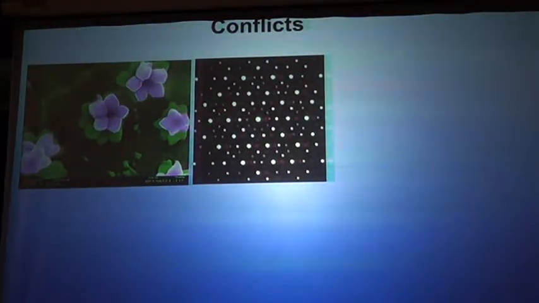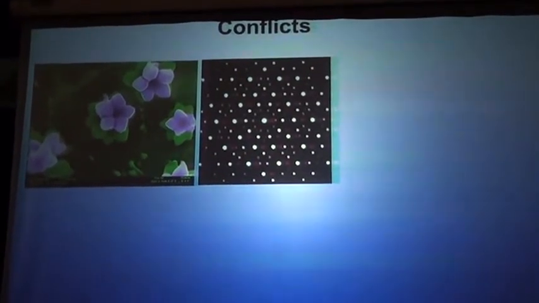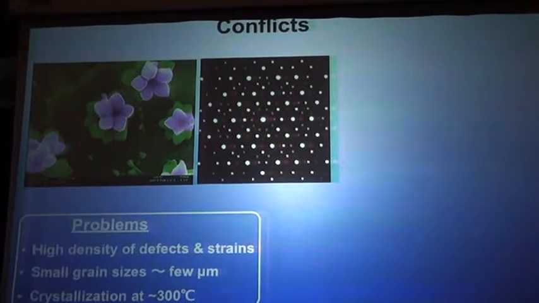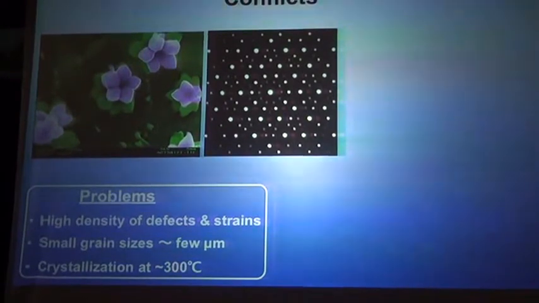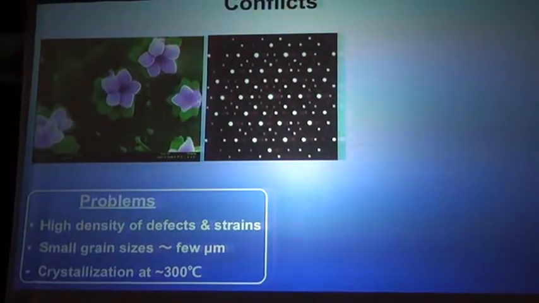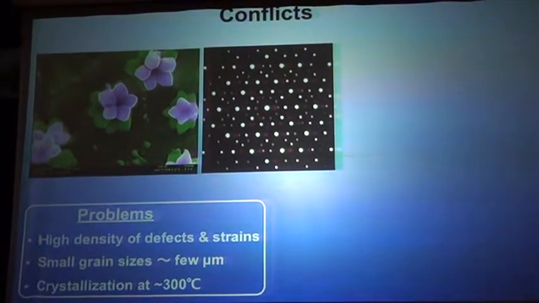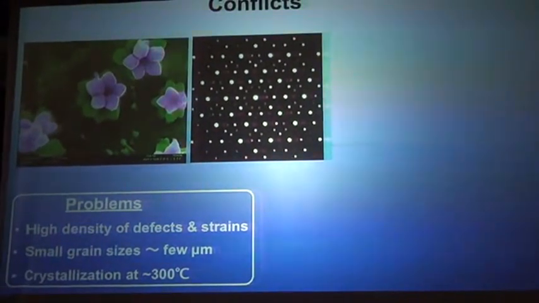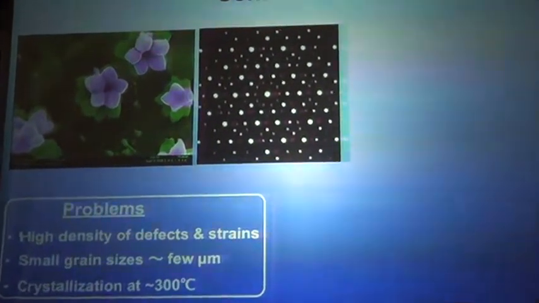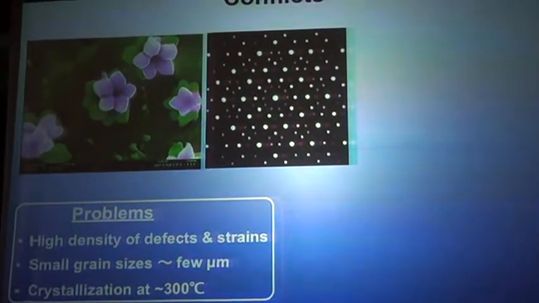But there's a problem after the discovery of Shechtman's phase, because the samples were prepared by melt spinning, and the samples always contain a very high density of defects. The samples, as I'm showing here, are very small, in many cases smaller than 1 micrometer. It's too small to study the structure. The other thing is that this is not a stable phase. When you heat it up to something like 300 degrees, it transforms to a crystalline phase.